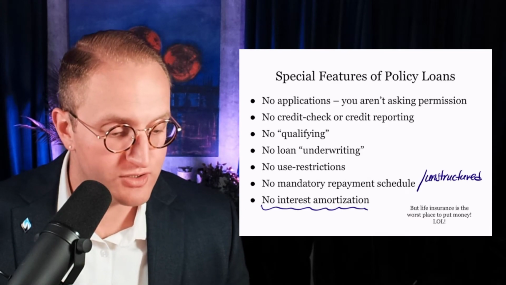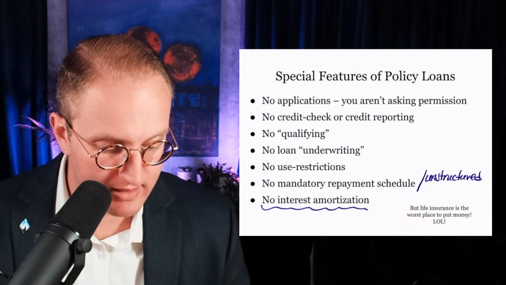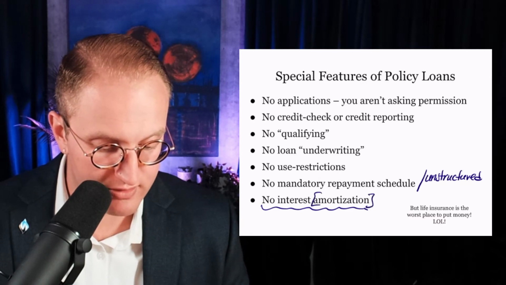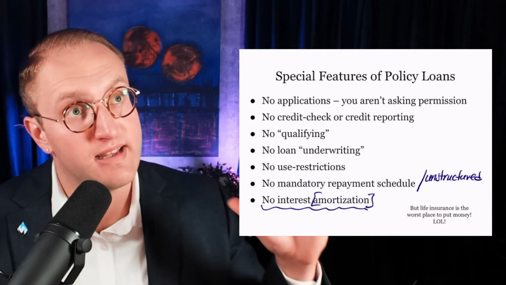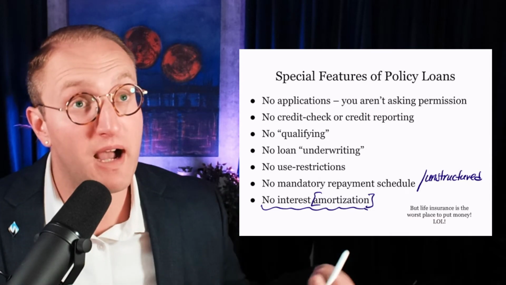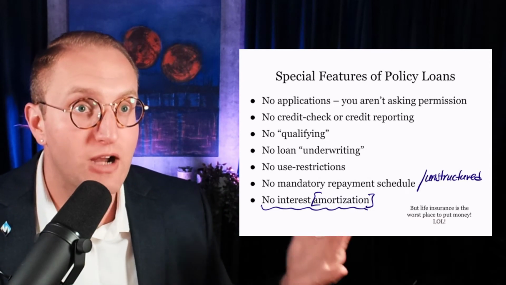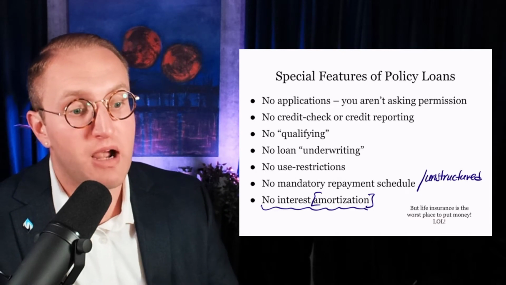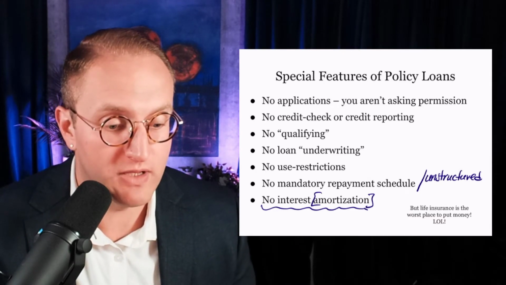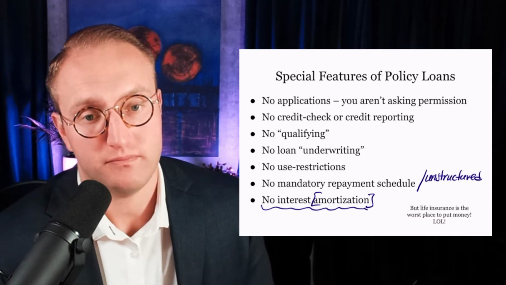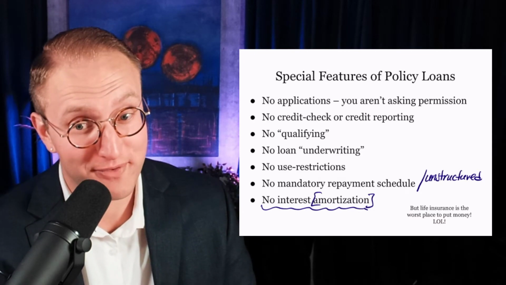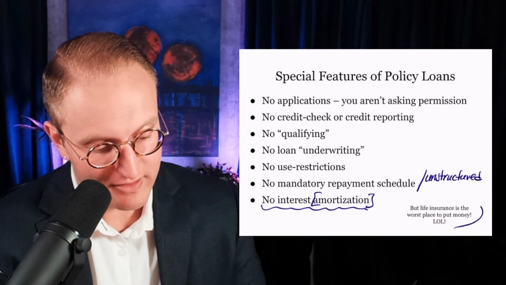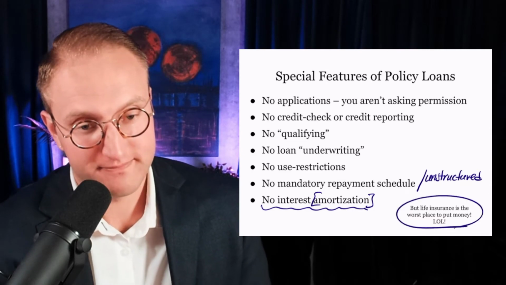When we have structure to a repayment schedule, we get this nasty little thing called interest amortization, where the company, the lender, decides how much of your repayment goes to their pocket in the form of interest and how much goes to equity on the property that you use the credit to buy. Guess how they position that in favor of you or themselves. Yeah, but dividend paying whole life insurance is the worst place to put money.